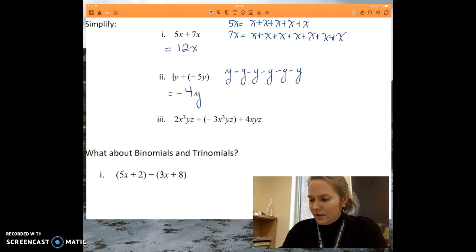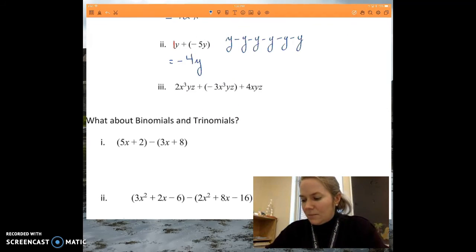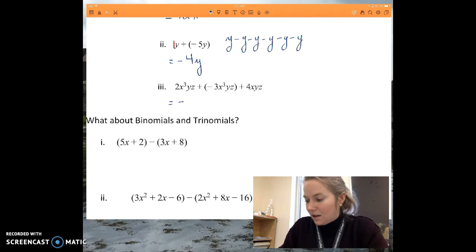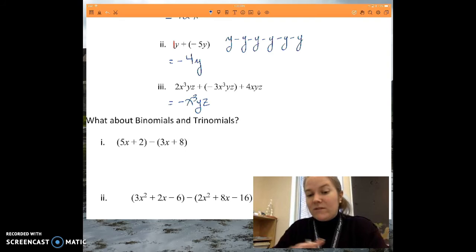Let's take a look down here. Number 3, 2x cubed yz minus, okay, plus the negative 3x cubed yz. Are they like terms? Yes. So I can do that. 2 minus 3 is negative 1. Do I have to write the 1? I don't actually have to write the 1. x cubed yz. Note the variables never ever change when you're doing this.